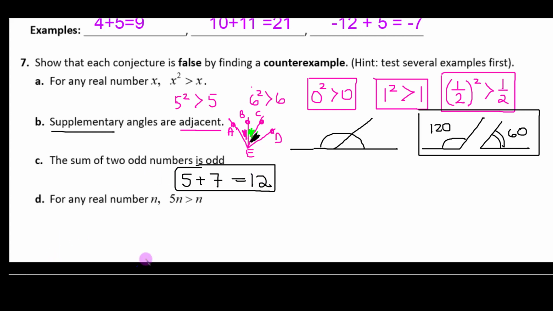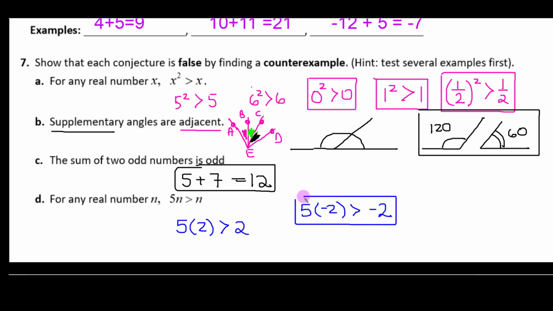That's my counterexample. The next one is to find an example where 5n is not greater than n. So let's try. Let's say I pick 2. If I pick 2, 5 times 2 is 10. That's bigger than 2, so that doesn't work. So let's try picking negative numbers. Let's say I pick negative 2. So 5 times negative 2 is negative 10, and negative 10 is not greater than negative 2, so that would be an example.